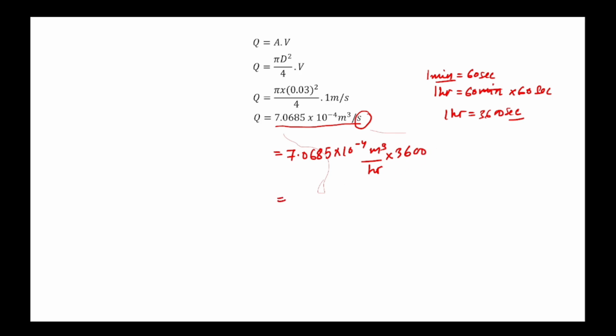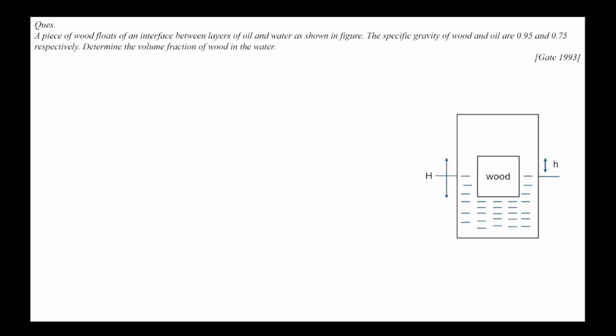Okay, so switching over to the next question. A piece of wood floats on an interface between a layer of oil and water as shown in the figure. Specific gravity of the wood and oil are 0.95 and 0.75 respectively. Determine the volume fraction of wood in water. So we have to calculate the volume fraction of wood in water. This is water, understood automatically, and this is oil because oil is lighter than water.